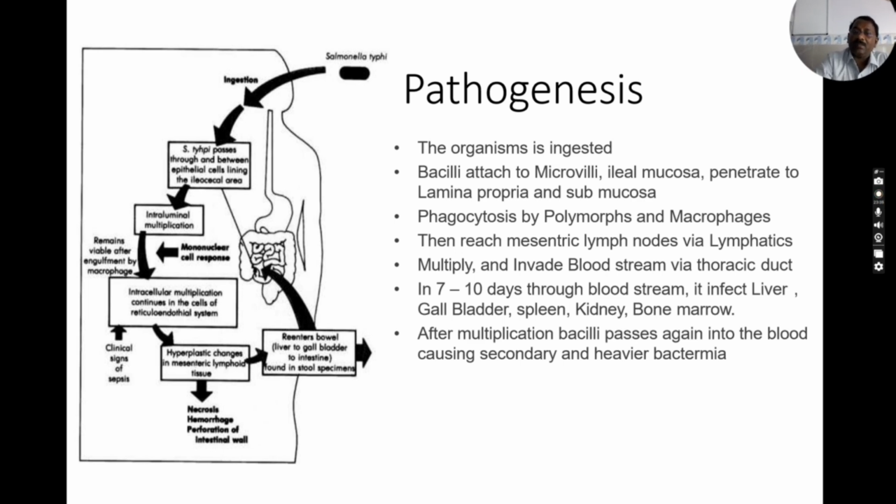After multiplication, these bacilli pass again into the bloodstream. There is a second blood spread. Then to different parts of the body, maybe the brain or heart or the lungs, or the spine or bones.